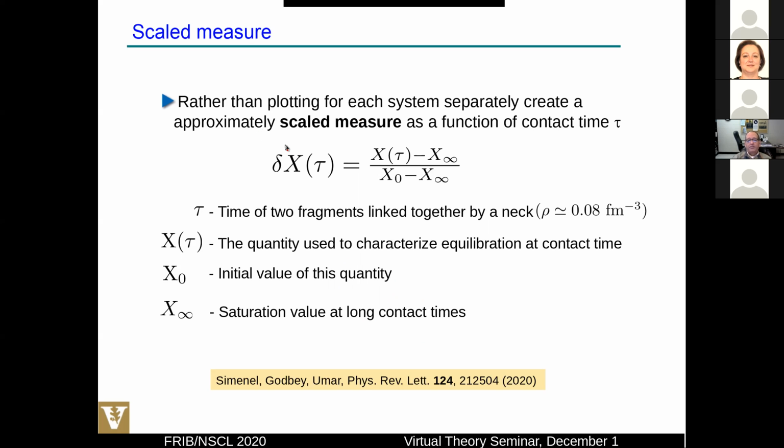So the scale measure we decided to choose is defined with this equation. X is the quantity that you want to study, and so this is delta X. Tau is the contact time. So X is the quantity at a certain time, and then X infinity is the asymptotic value, saturation value, large contact time value, whatever you want to call that, and X naught is the initial value of this quantity, right? Now it turns out that depending on the type of reaction, sometimes you can define an X saturation value that is the same for all the systems, and for some types of reactions, you have to define a separate X infinity for each reaction.